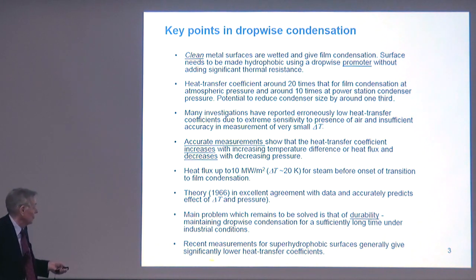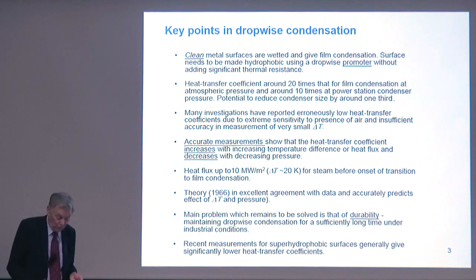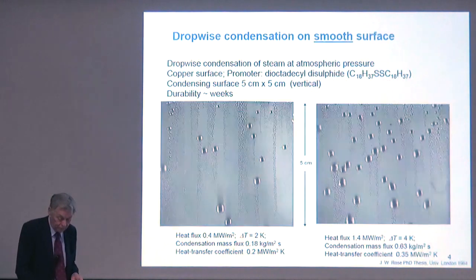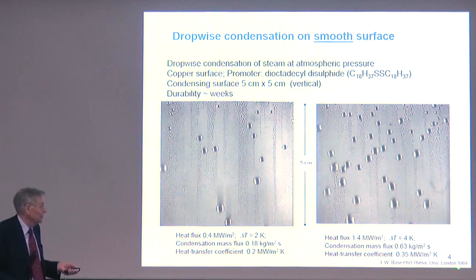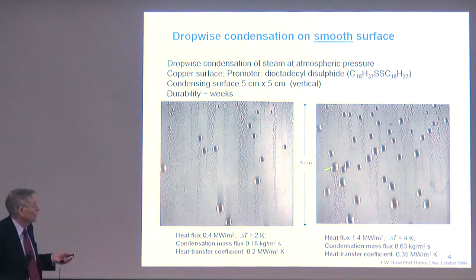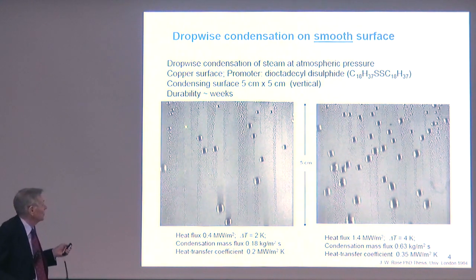Now, recent measurements on these so-called superhydrophobic surfaces generally give lower heat transfer coefficients than smooth surfaces, despite what the people who write these papers say. This is a picture from my thesis, 1966. This is what dropwise condensation looks like. This is 5 centimeters square.